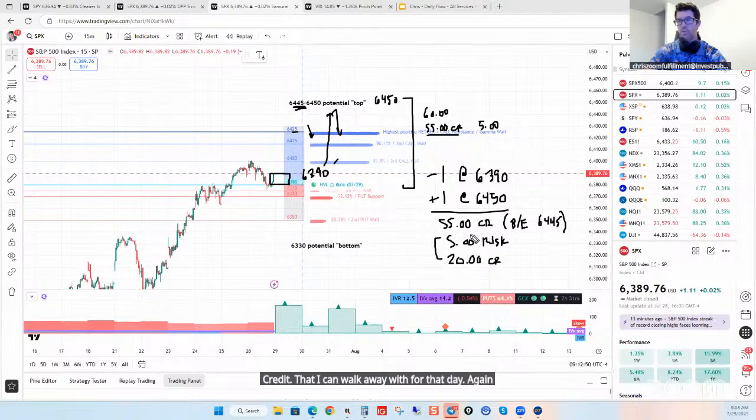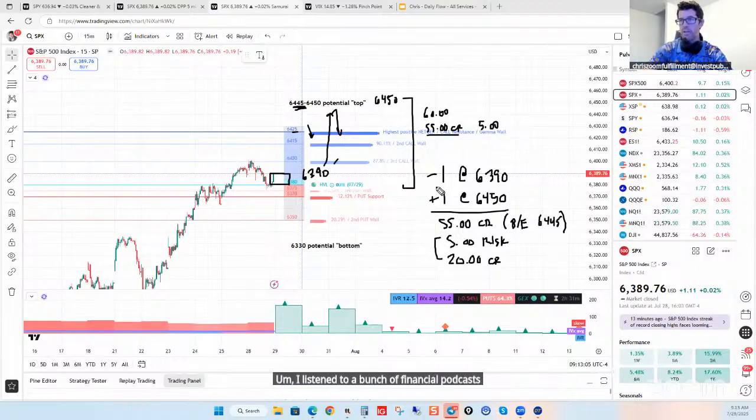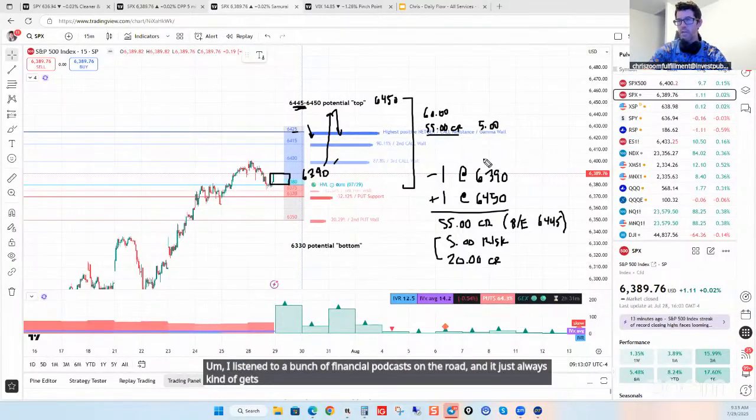Again, high reward to risk. There are ways to structure these trades. I was thinking about this because I drove for like 2 hours yesterday. I teach golf lessons sometimes in the evenings, and it was a long night. I was back at like midnight last night, but I listened to a bunch of financial podcasts on the road, and it just always gets me thinking about trade ideas.